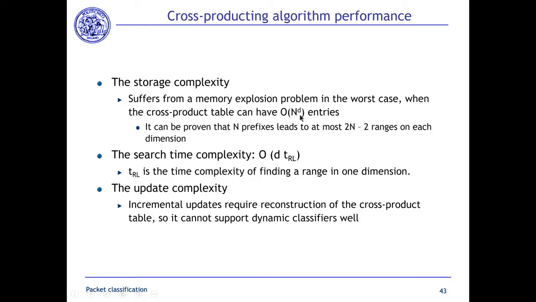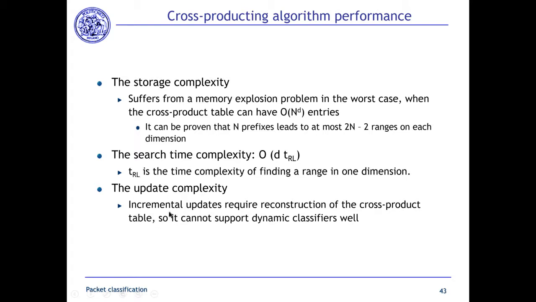And the exponent is the number of dimensions. Instead, in terms of search complexity, here we are much more effective because it only depends linearly on the number of dimensions, and the factor by which we have to multiply d is the complexity of the lookup operation in one dimension. Okay. So it depends really on the lookup operation in one dimension.